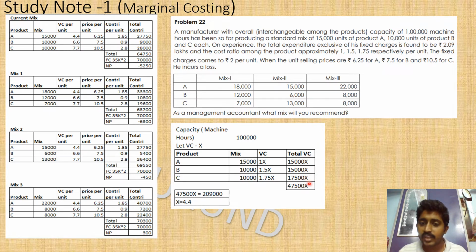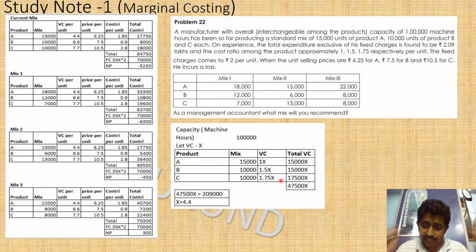What will be the total variable cost? 47,500x. We already know the total variable cost is given as 2.09 lakhs. So 47,500x is equal to 2.09 lakhs, which means x is equal to 4.4. If x is equal to 4.4, we can easily find the variable cost per unit of A, B and C. A is 1 into 4.4, so A will become 4.4, B will become 1.5 into 4.4, C will become 1.75 into 4.4.